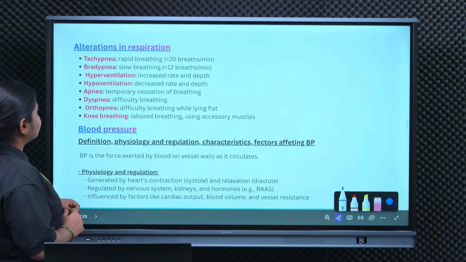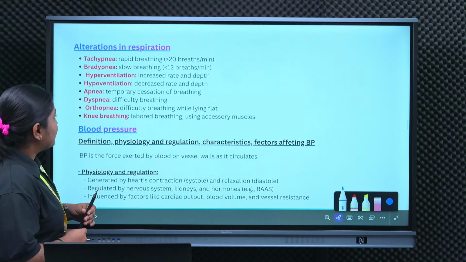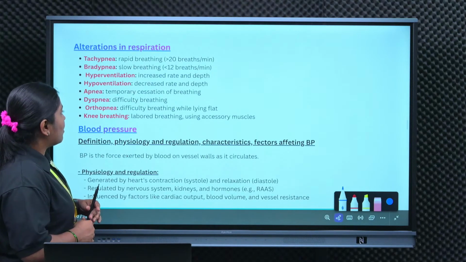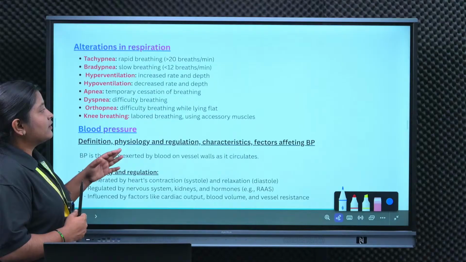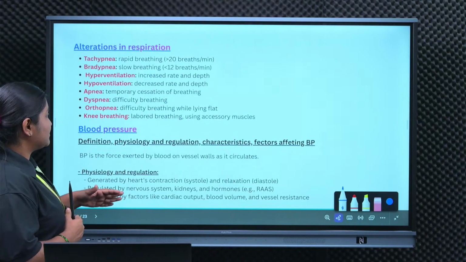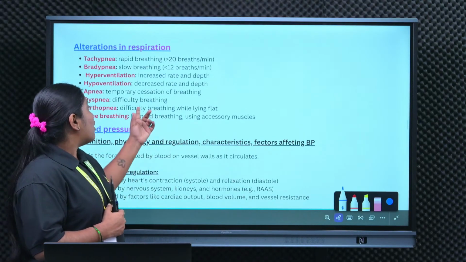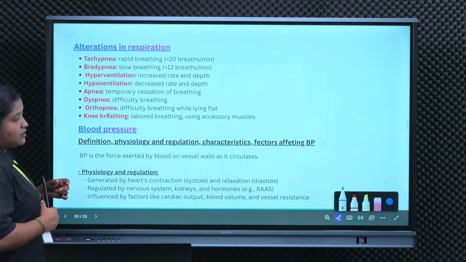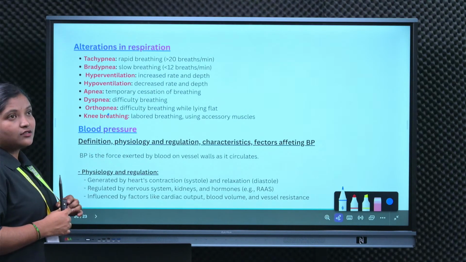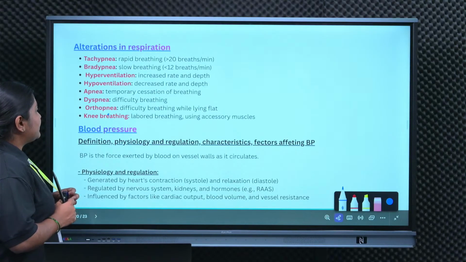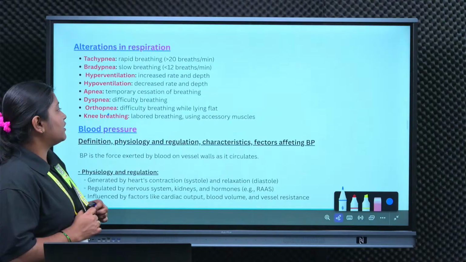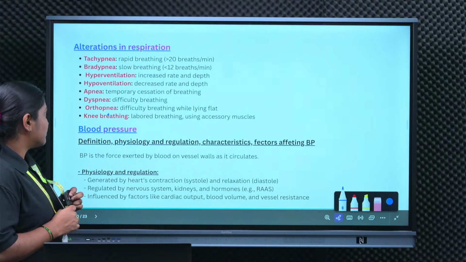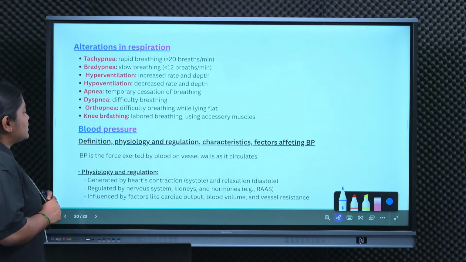Then dyspnea. Dyspnea means difficulty in breathing. Orthopnea means difficulty breathing while lying flat, okay. So that is orthopnea. This is very important; sometimes they ask it during the viva. Then kneeling breathing, which means labored breathing using accessory muscles, okay. So these are all the things.